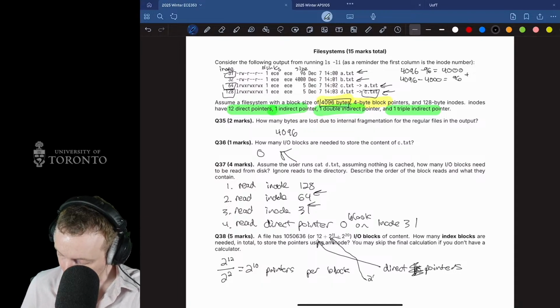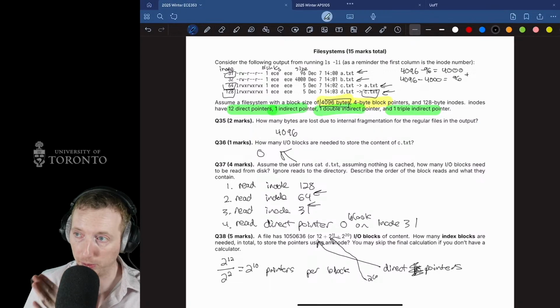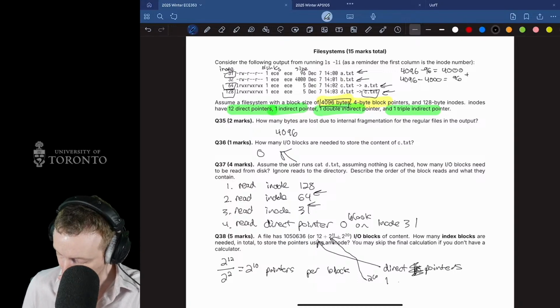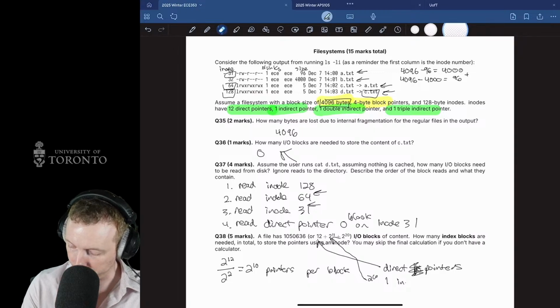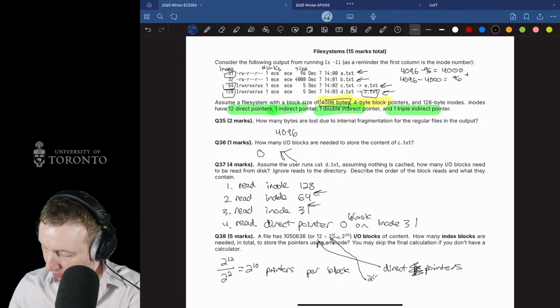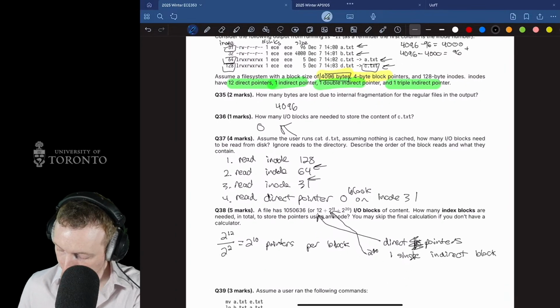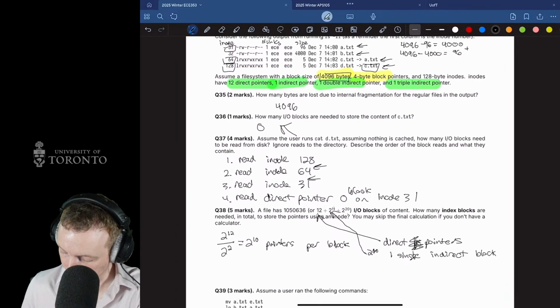Only 2 to the 10 of these can be covered by a single indirect block, and remember, it would fill them up in order. So it would have 1 indirect, or, let's be very clear about this, this would be 1 single indirect block. And then I still have 2 to the 10 left over here, right? So I've covered those. I haven't covered all of those. 2 to the 10 left over.